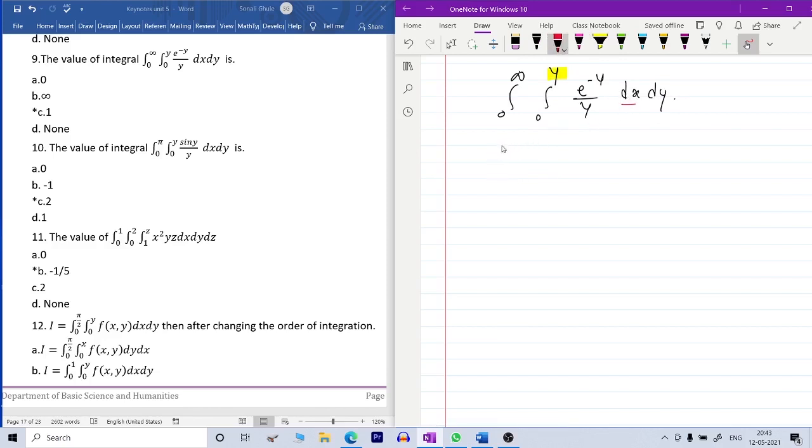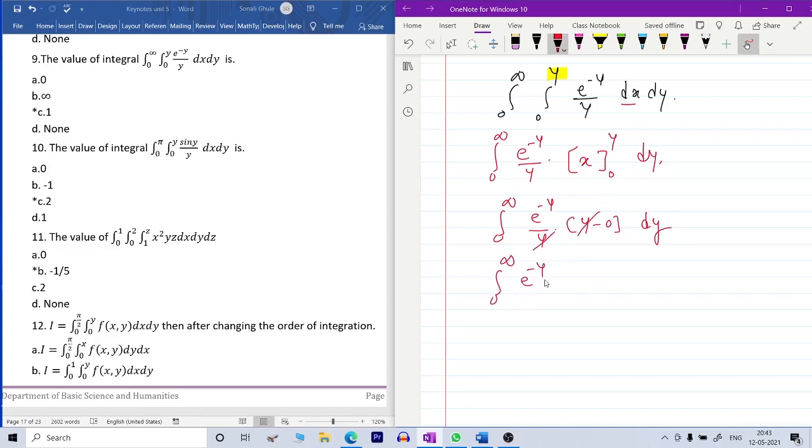So here integration 0 to infinity, e to the power minus y upon y becomes constant, and integration with respect to x is x, limit from 0 to y dy. Apply here limit e to the power minus y upon y, upper limit minus lower limit, so y minus 0, that is y only. So here you can see that this y will cancel, remaining term is only e to the power minus y dy, and integration for exponential term.